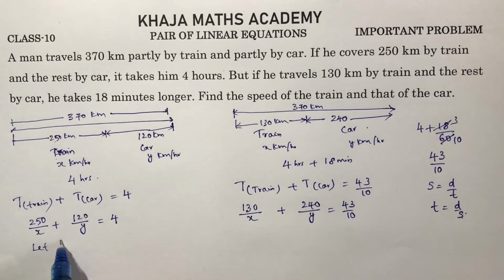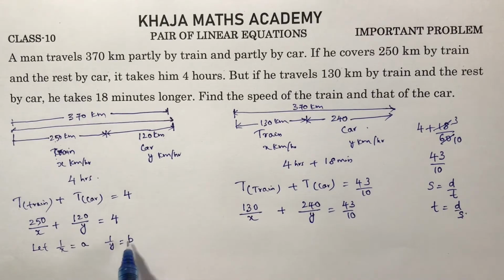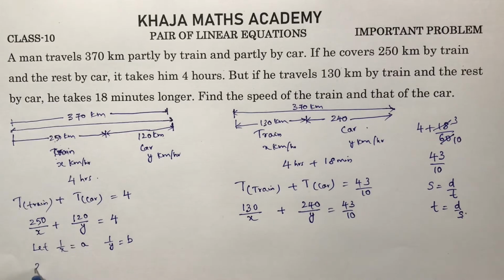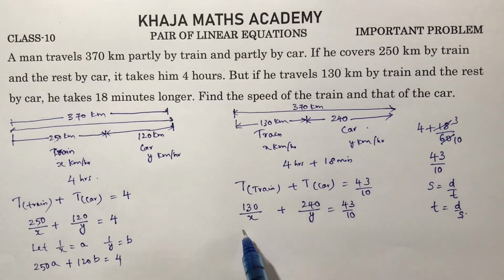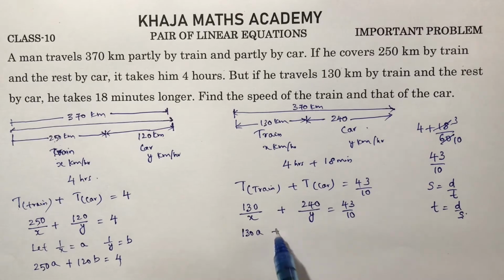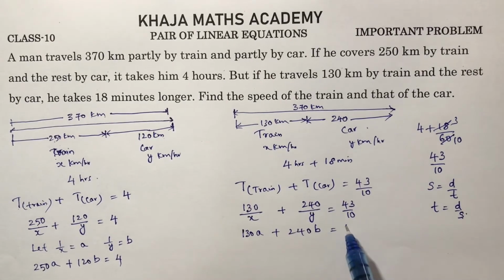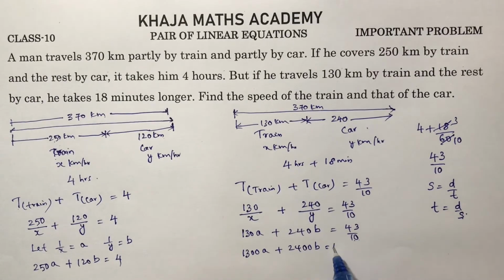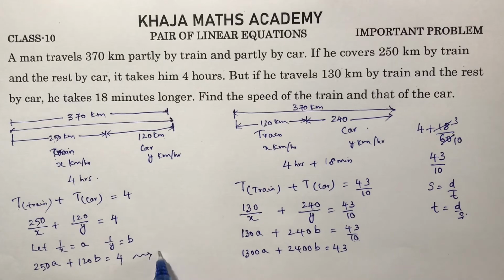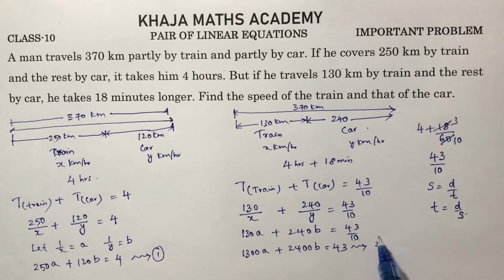So let 1 by x I'll consider as a, and 1 by y I'll consider as b. So this equation will become 250a plus 120b equals 4, and this equation will become 130a plus 240b is 43 by 10. If you cross multiply by 10, 1300a plus 2400b is 43. So this is equation 1, this is equation 2.